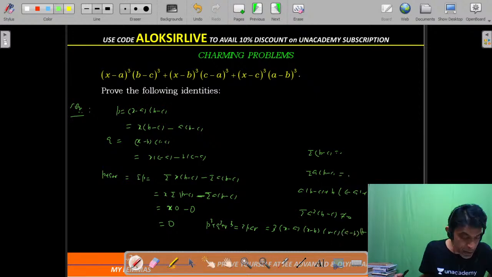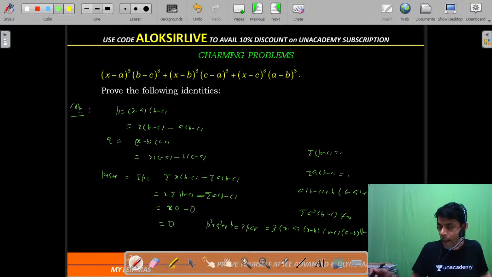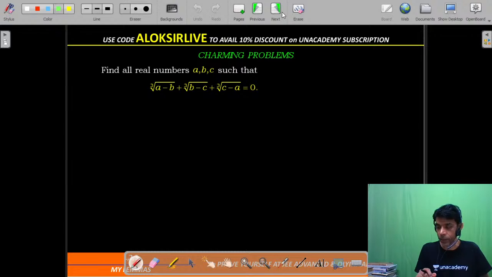Yes, Akshat, this class is very much relevant for JEE, because a cubed plus b cubed plus c cubed minus 3abc is indeed covered in JEE. They have given many questions based on that. Also, this is a standard lesson that we must know. Okay, let's go to the next one.